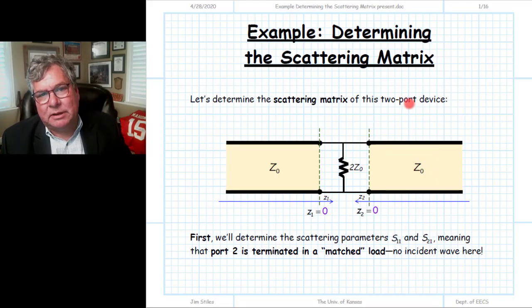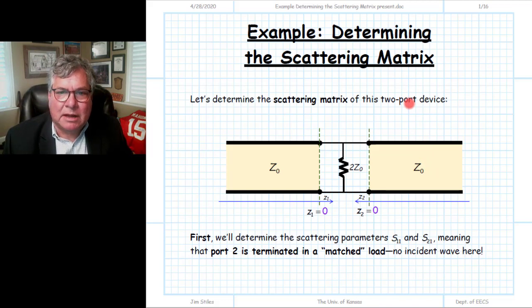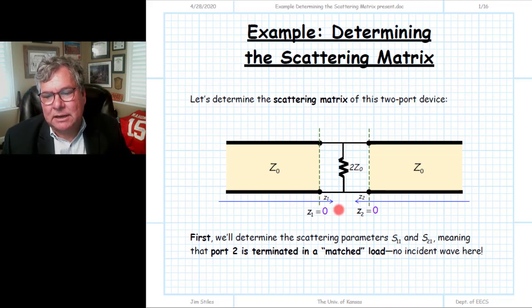So let's do an example that hopefully will make these concepts of the scattering matrix and how to determine them more concrete and clear in your mind. We're going to have a two-port device, or a simple two-port device, again consisting of a lumped impedance. In this case, instead of being a series, we have a shunt impedance.